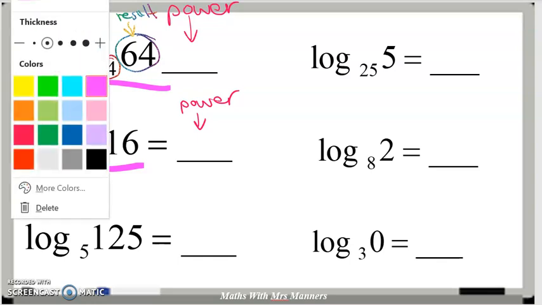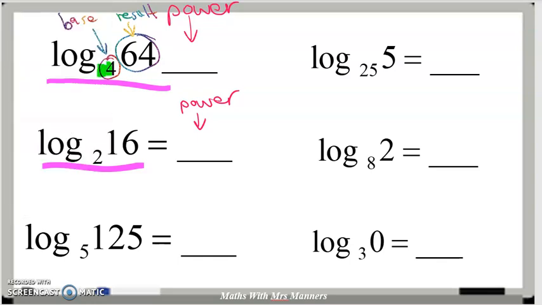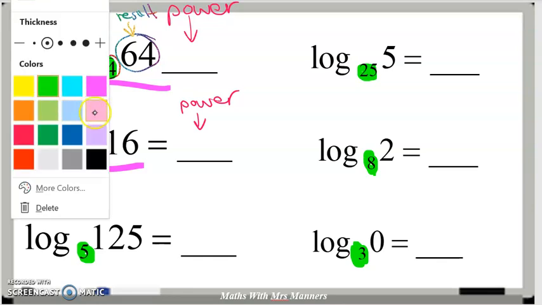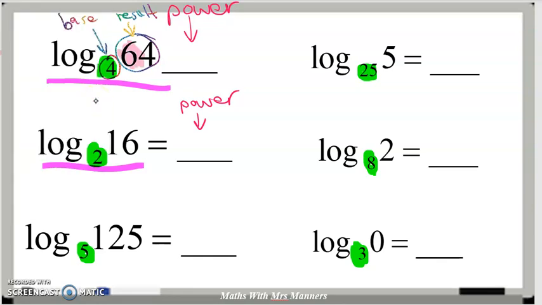We could actually color code all the bases in green, and then we'll change over to another color with the result. So I want to go from the base to the result, and your brain's thinking power. What power do I raise these to? So pause the video, give a go at finding out the power, and then unpause, and I'm going to write down the answers. All right, 4, well, I have to cube 4 to get 64.